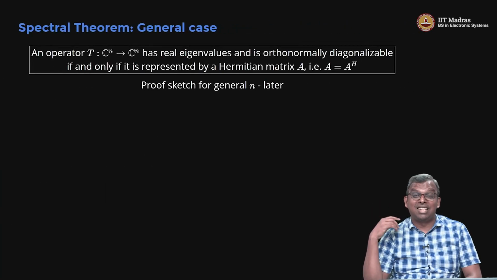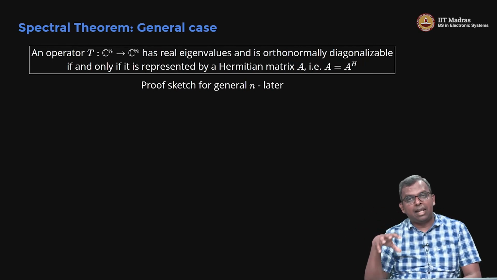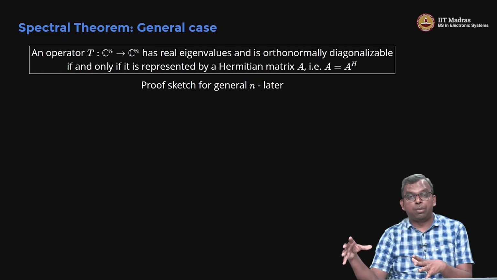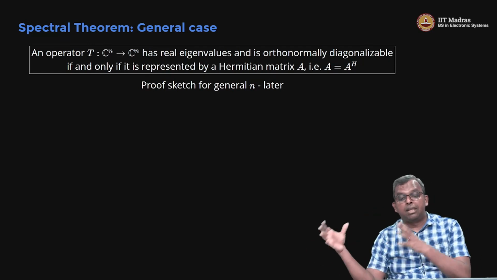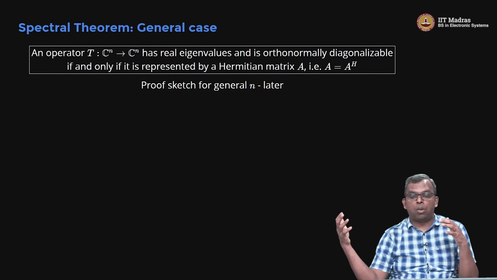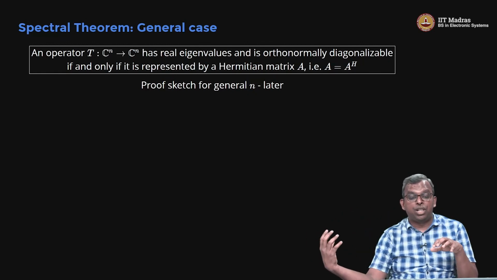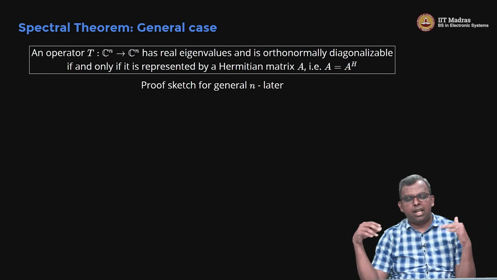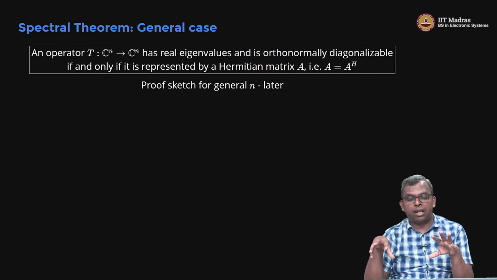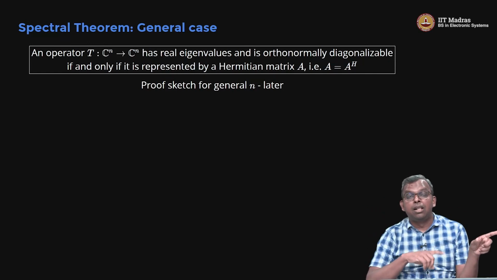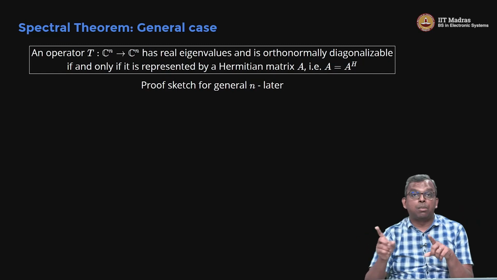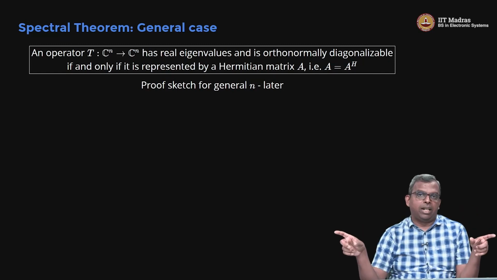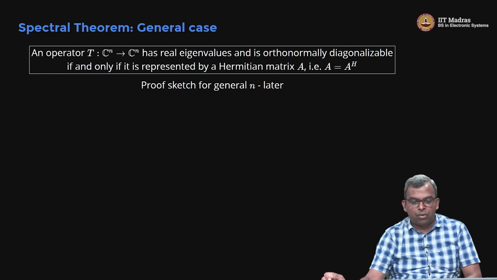And guess what? The general case is also true, and that is the spectral theorem. A general operator T from Cn to Cn, if it has real eigenvalues and is orthonormally diagonalizable, then its matrix becomes Hermitian, of course with respect to some orthonormal basis. A equals A Hermitian, and the converse is also true. For any n by n matrix, if A equals A Hermitian, then its eigenvalues are real, and not only that, it is orthonormally diagonalizable. It has an orthonormal basis of eigenvectors. Once again, the proof sketch for general n will come later.